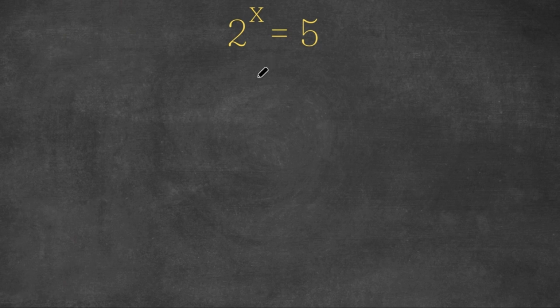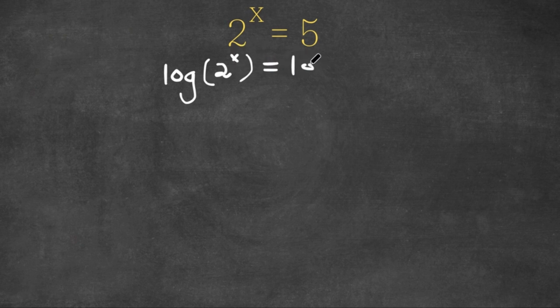In today's video, I'm going to be teaching you guys how to solve this exponential equation. So we have 2 to the power of x is equal to 5. Now the first thing I'm going to do is take the log of both sides. So now we have log of 2 to the power of x is equal to log 5.